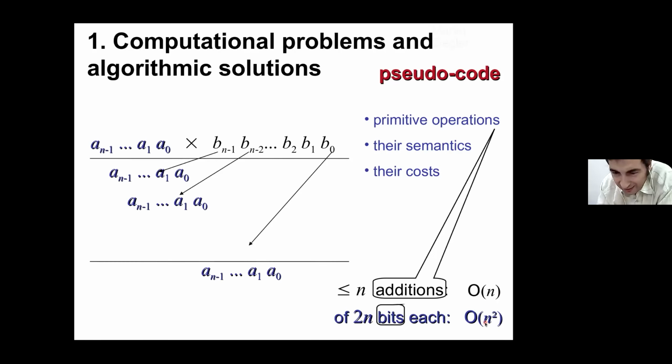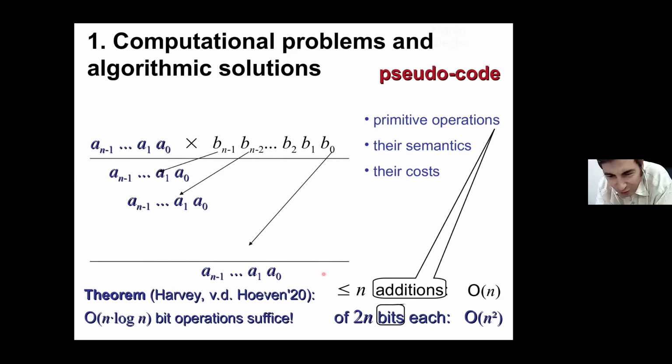And then there was something to whet your interest. We didn't prove this, but Martin said something about the recent algorithm of Harvey and van der Hoeven, that this n squared can actually be reduced to n times log of n. So people thought about how to make bit multiplication of integers more efficient in terms of bit operations.